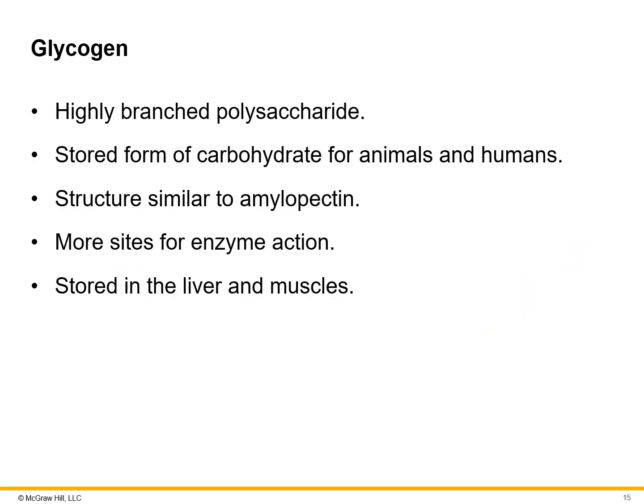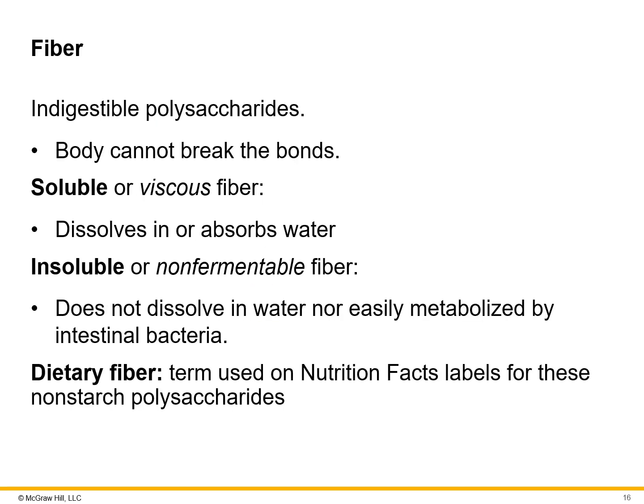All right, now looking a little bit at glycogen, again, highly branched polysaccharide, storage form in animals and humans. Again, it looks more similar to amylopectin because it's branched. And what also helps, besides just a smaller storage area, is it gives enzymes more places to break it down. So they're breaking all the little bonds that connect the glucose. So the more branch points, the more the enzymes can get in and break it down. And again, it's stored in the liver and our muscles.